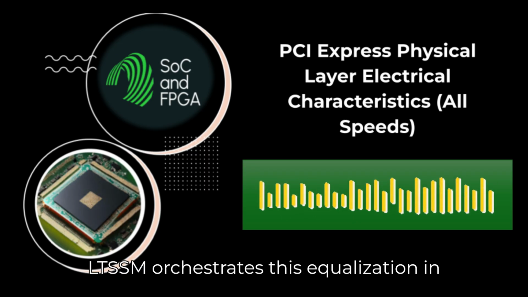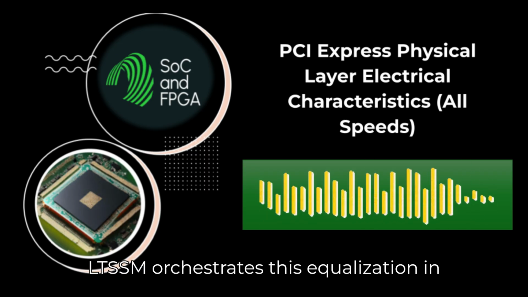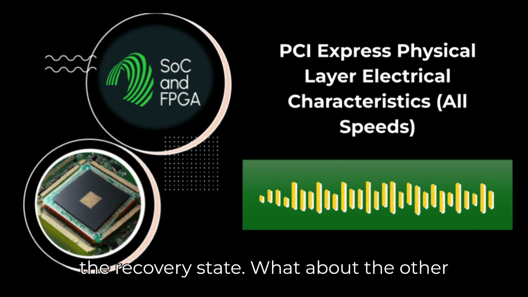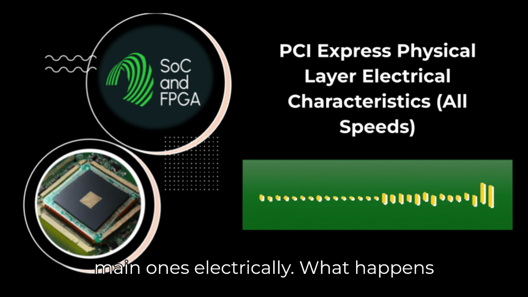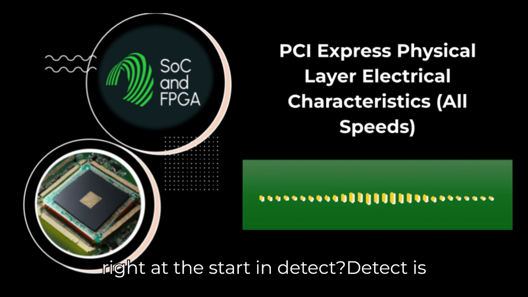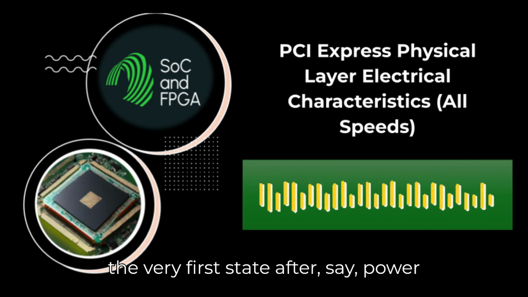Okay, so the LTSSM orchestrates this equalization in the recovery state. What about the other states? You mentioned it manages the whole link life cycle. Let's walk through the main ones electrically. What happens right at the start in detect? Detect is the very first state after, say, power on or reset.